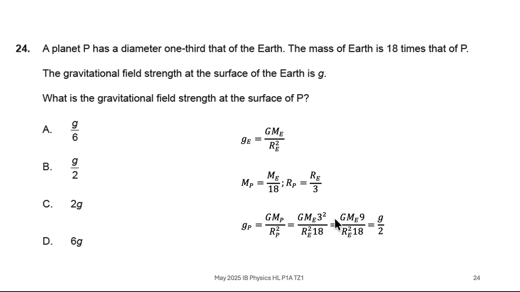And you notice here we've got GM_E over r squared. Well, that was g on the surface of the Earth. Sorry, there should be a subscript E here. All right, well, what that means is that they are out by a factor of 2.